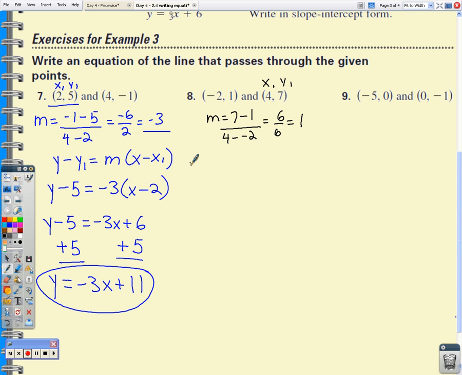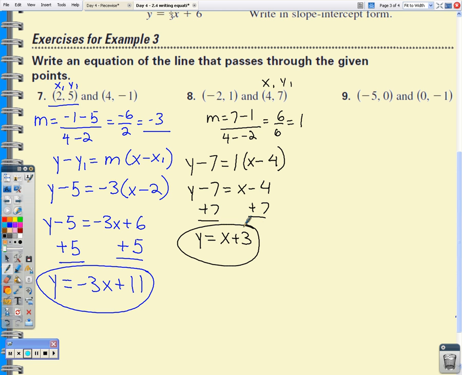It's going to be y minus y1 equals m times x minus x1. We're going to distribute the 1 and add 7. So we get y equals x plus 3. For number 9, pause the video and try it by yourself.